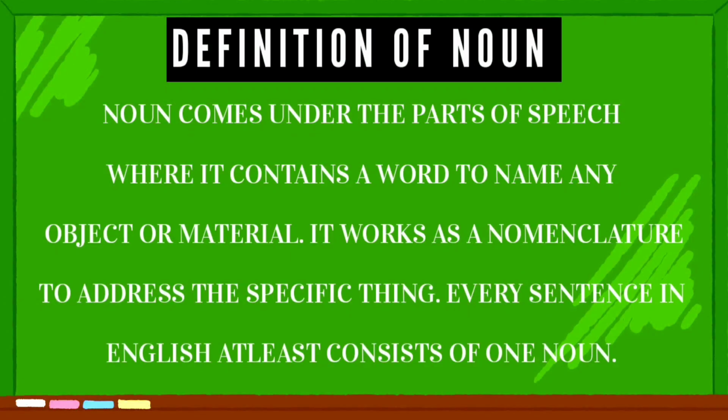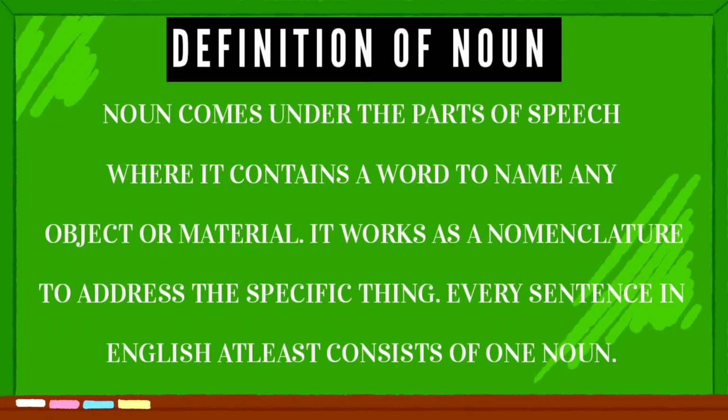What it is. Noun comes under the parts of speech where it contains a word to name any object or material. Any object or material. It works as a nomenclature to address the specific thing. Every sentence in English at least consists of one noun.